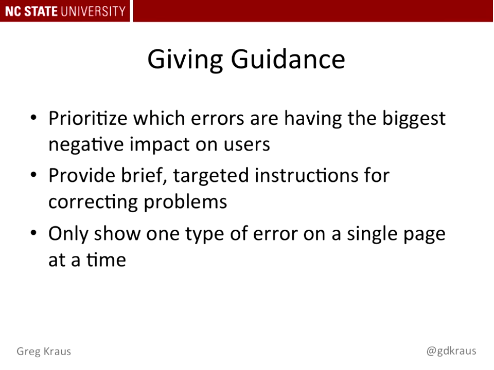So what this game does is I scan your website for accessibility errors with automated tools, and then I go through and prioritize which errors on your page are actually having the biggest negative impact on users. And then I show you brief, targeted instructions for how to correct that problem. I will only show you one single type of error on a single page at a time. I'm not going to overwhelm you with, here are the 50 errors you have on this page. I'm going to give you one error to go fix, and then you can go deal with another one.